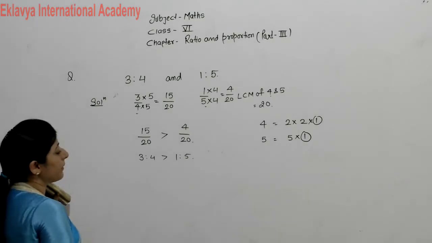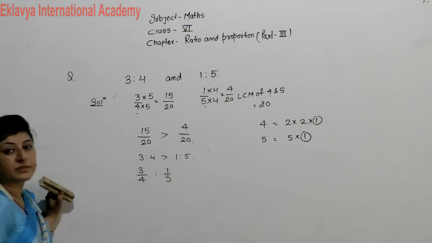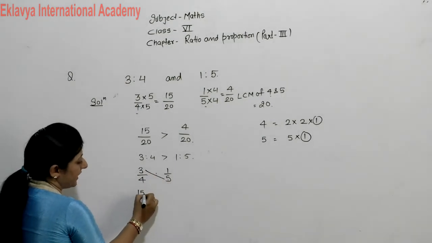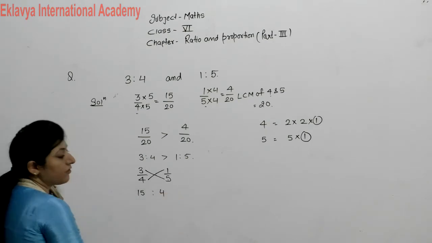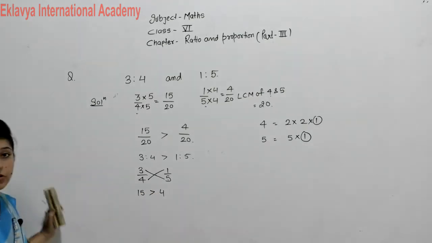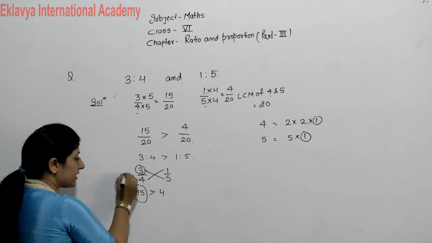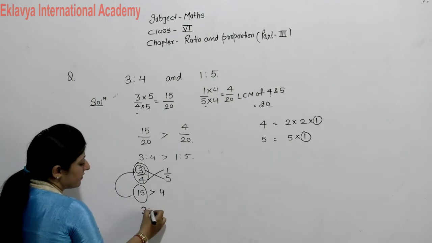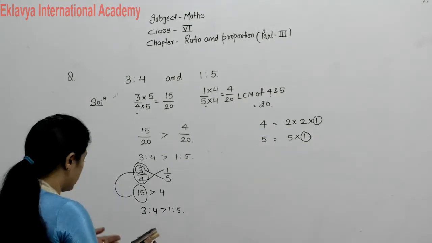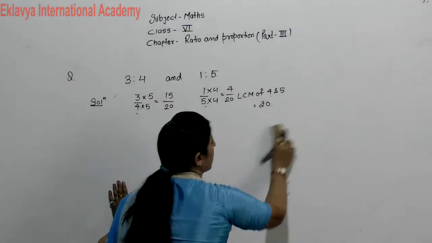One more method to compare two ratios: 3 ratio 4 and 1 upon 5. Do cross multiplication. 3 fives are 15, 4 ones are 4. Then which one is greater? 15 is greater than 4. It means 15 comes with this numerator, that's why this fraction, or we can say this ratio, is greater than the other ratio. So this type of question you can also solve now in your ratio part.